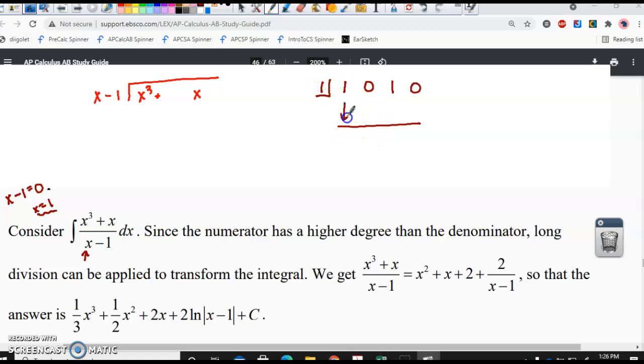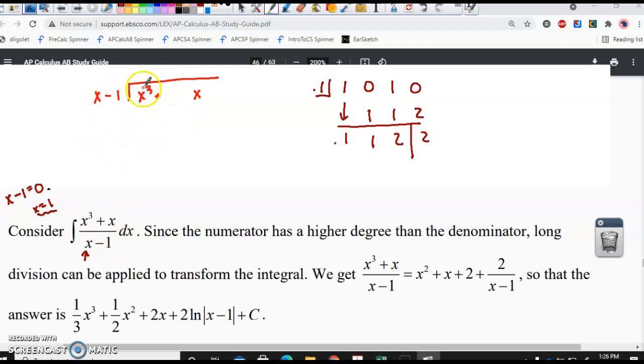So what I do is I bring this down, and then I multiply this times this, put it here, and then I add. Then I multiply this times this, which is 1, and I put it here, and I add. And I multiply this times this, put it here, and add. I'm going to show you if we did long division instead, how to treat this answer, and basically how to rewrite this integral.